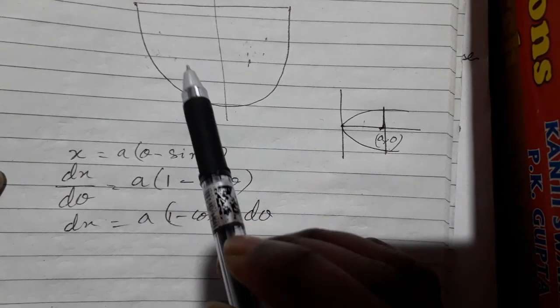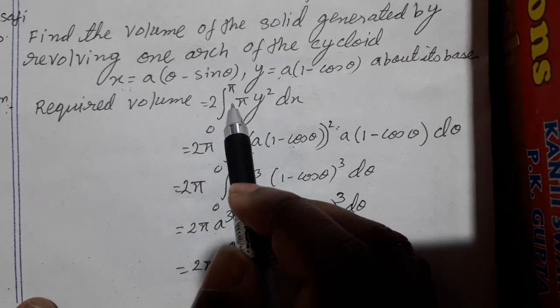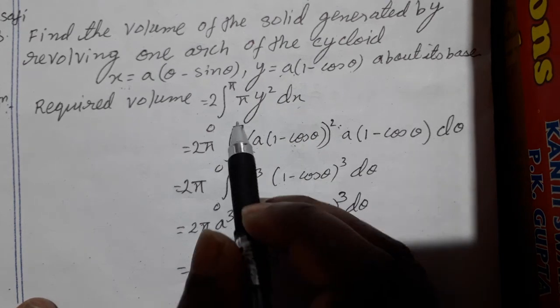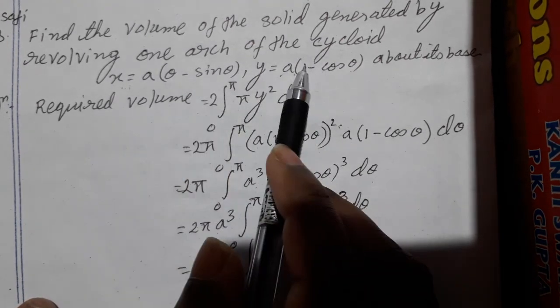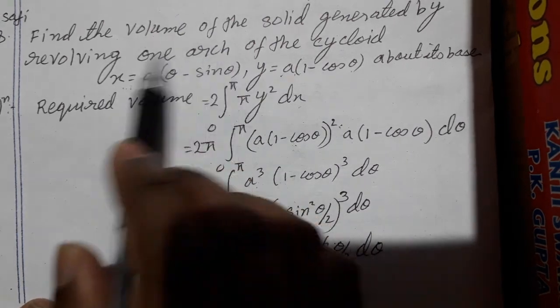So we'll just multiply with 2, and we get the limit from 0 to pi, of pi y square dx. Here y is a(1 minus cos theta) whole square. We'll find the differentiation of this.